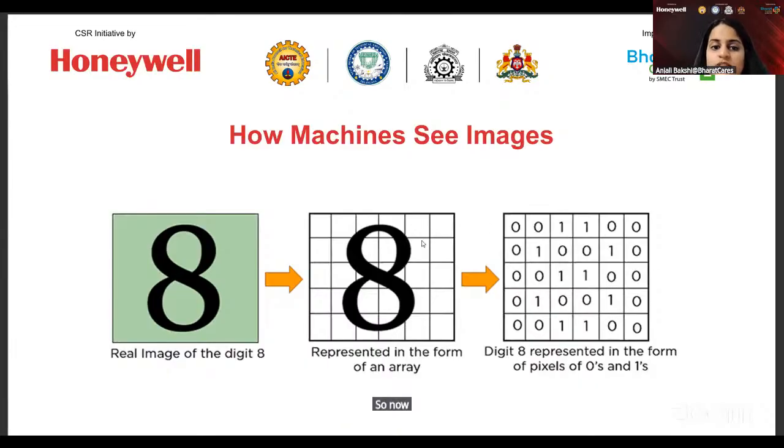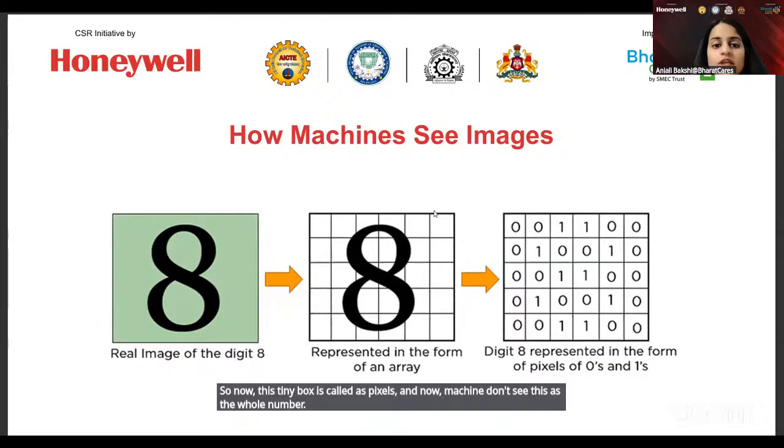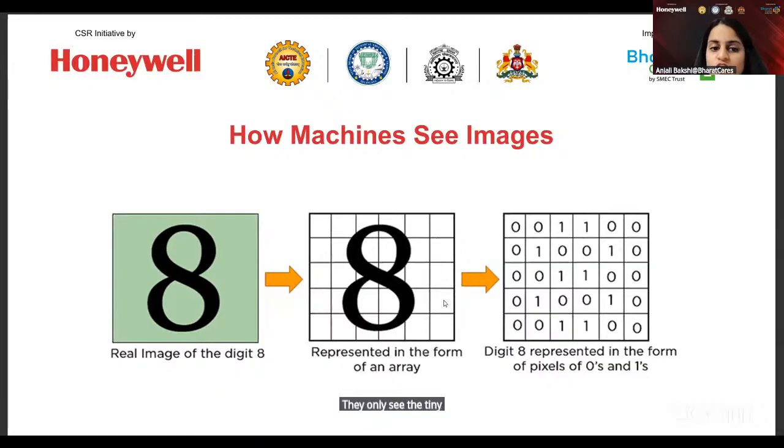So now these tiny boxes are called pixels, and the machine doesn't see this as the whole number, it only sees the tiny square boxes. And actually the third image is how a computer actually sees it, not as a shape but as numbers. 0 means light pixels and 1 means dark pixels. Now if I scroll over this, if you join the 1s, it makes the shape of 8, right? If we join 1, 1, 1, it makes 8. If you can see, mention yes in the chat. Yes? So that is how.